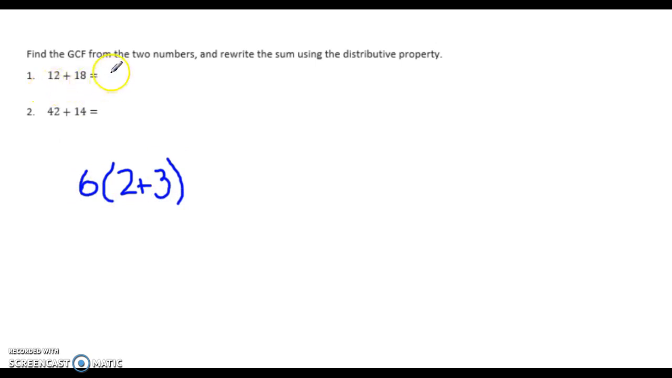12 plus 18 is 30. And if I use my order of operations, 2 plus 3 is 5. So 6 times 5 also equals 30. Okay, go ahead and pause the video and try this one on your own for 42 and 14.